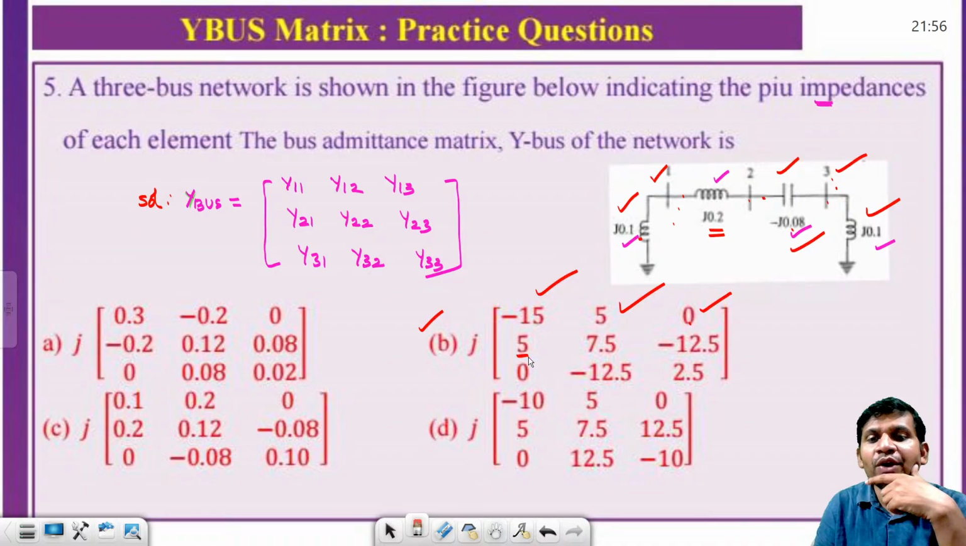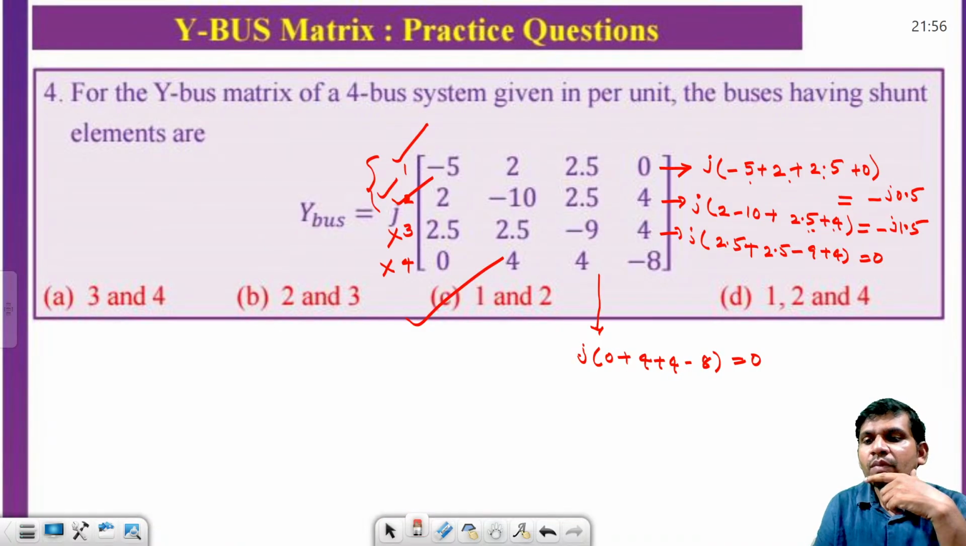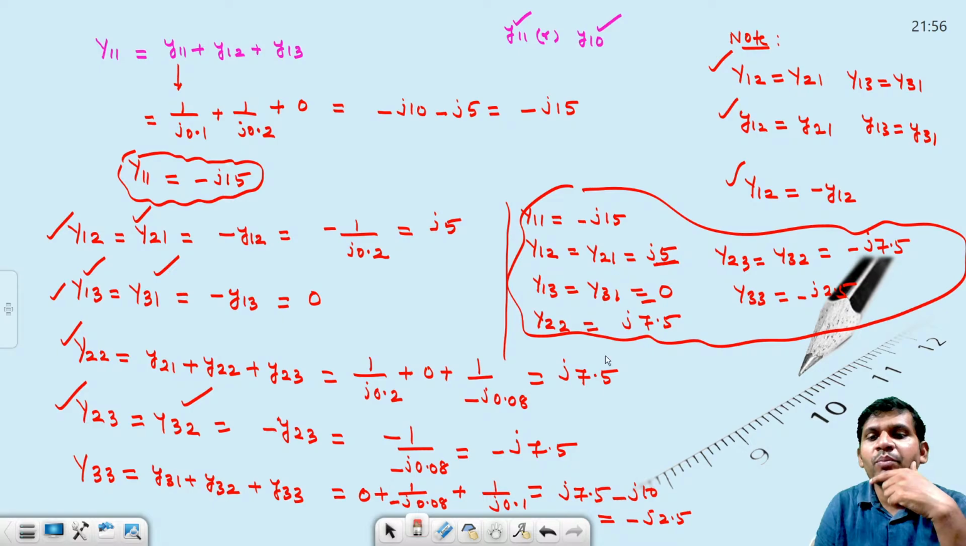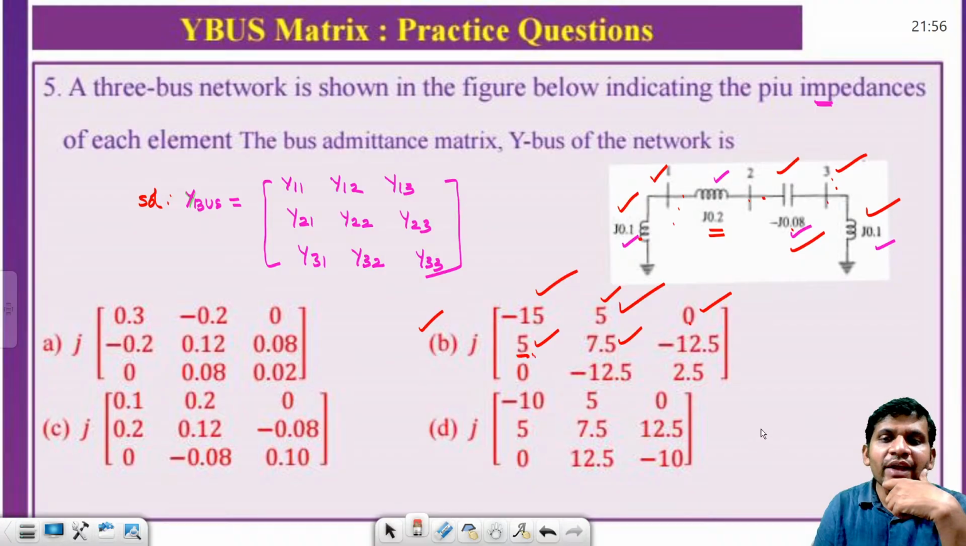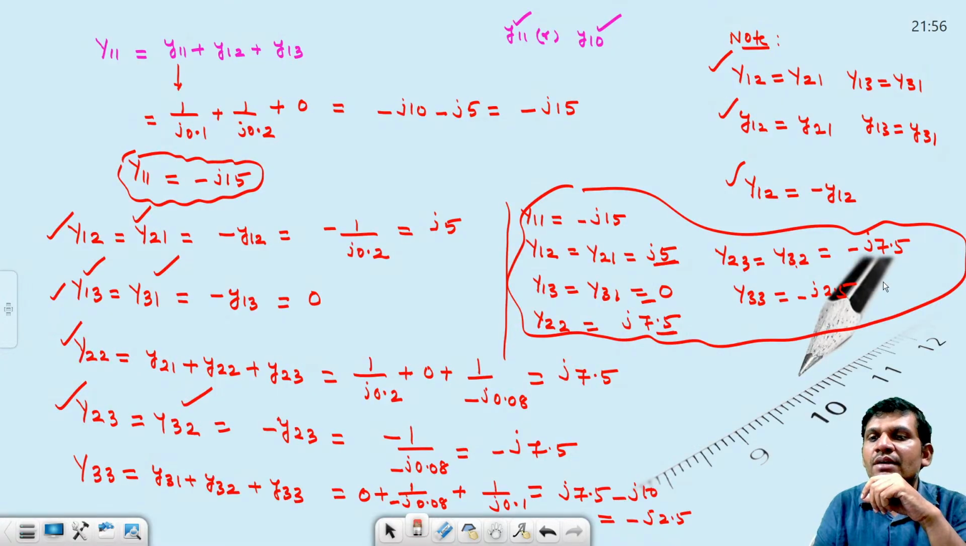This one, students. Y21, this one. Y12 equals Y21, right? Y22, how much did we get? J7.5. I got Y22 as 7.5. Y23 and Y32 are the same. But what is Y31? 0. Finally, what is Y33? You got 2.5. Y33 is 2.5 or minus J2.5.